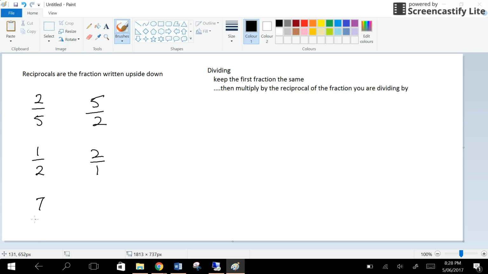The only problem is when you have whole numbers like this, what you do in this case is you make it over 1, and so therefore its reciprocal will be 1/7. Right, dividing, we need to be able to use reciprocals.